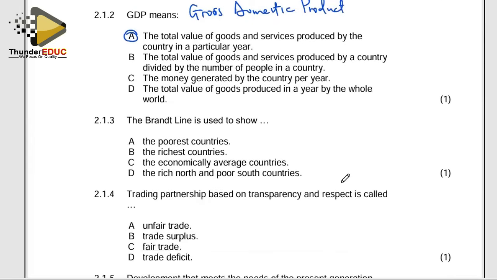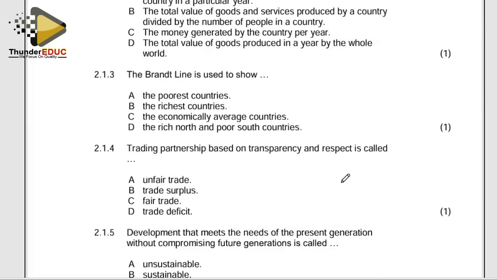That is the GDP. Then we also have what we call the Brandt line. What is the Brandt line used to show? The rich north and poor south countries. If you check, our world is divided into two. It's divided into less economically developed south and more economically developed north, except only for Australia. Australia lies in the south but is developed. So basically the Brandt line is the line that divides our globe into two, the northern richer world and the southern poorer world.